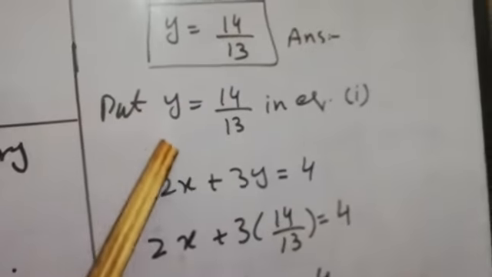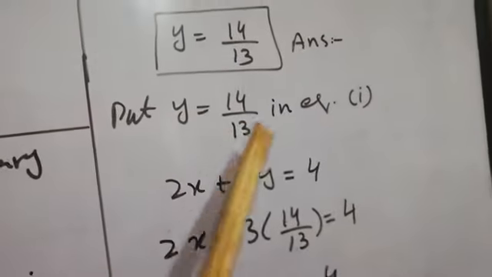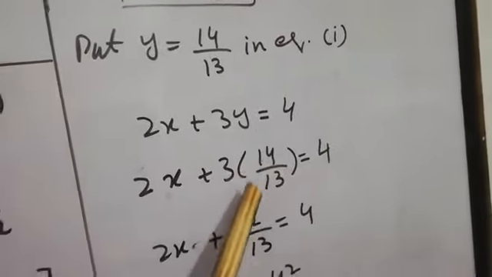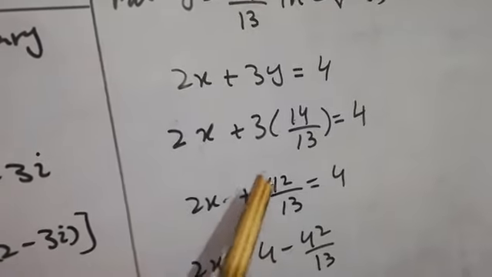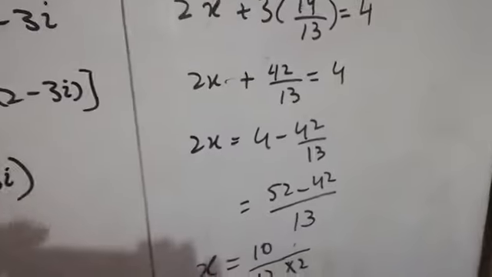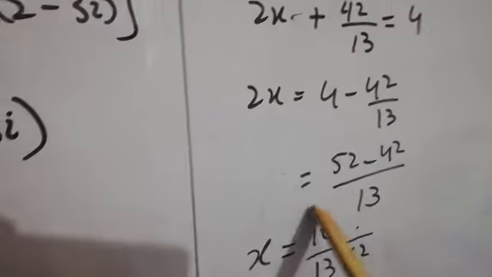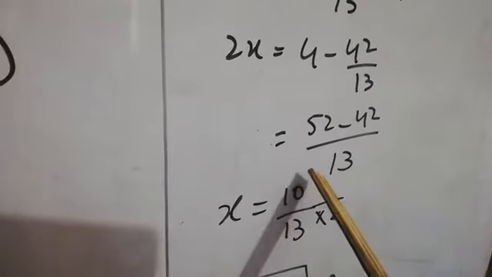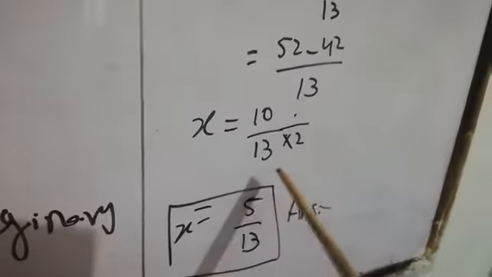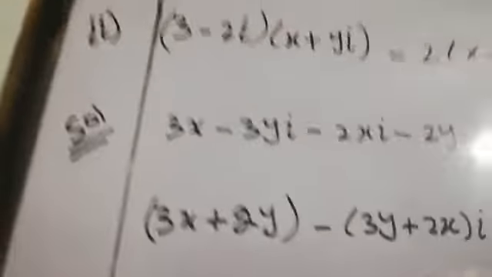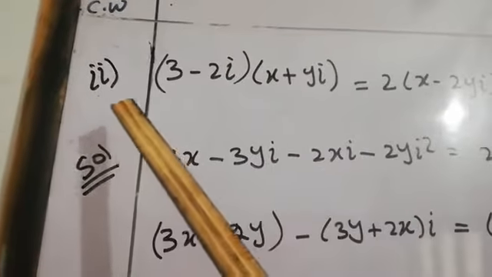I have put the value of y, 14 by 13, in equation 1, and by multiplication we get 2x plus 42 by 13 equals 4. When we take the LCM, we have 52 minus 42 divided by 13, and the value of 2x is equal to 10 by 13. Dividing by 2, 2 1s are 2, 2 5s are 10, and the value of x is equal to 5 by 13. My dear students, now we are going to solve the last part of this exercise.